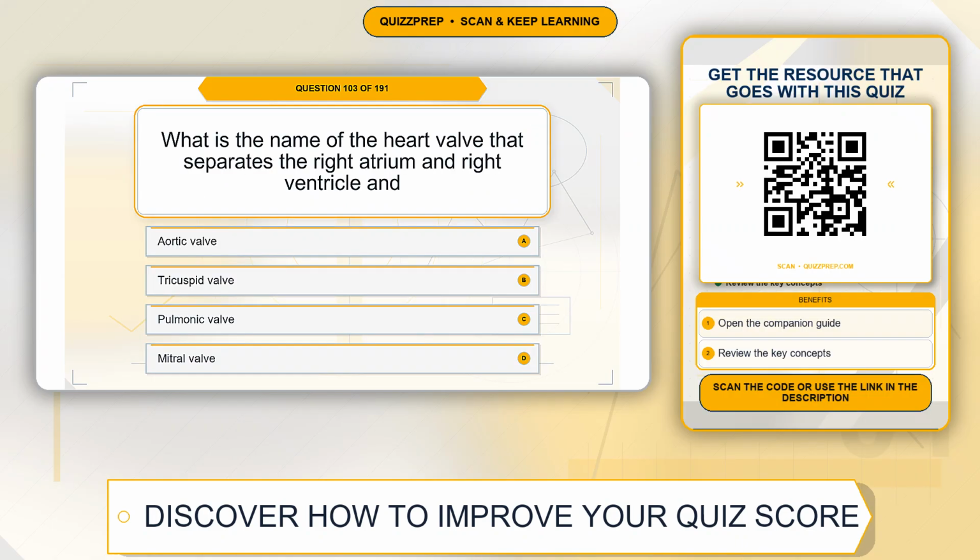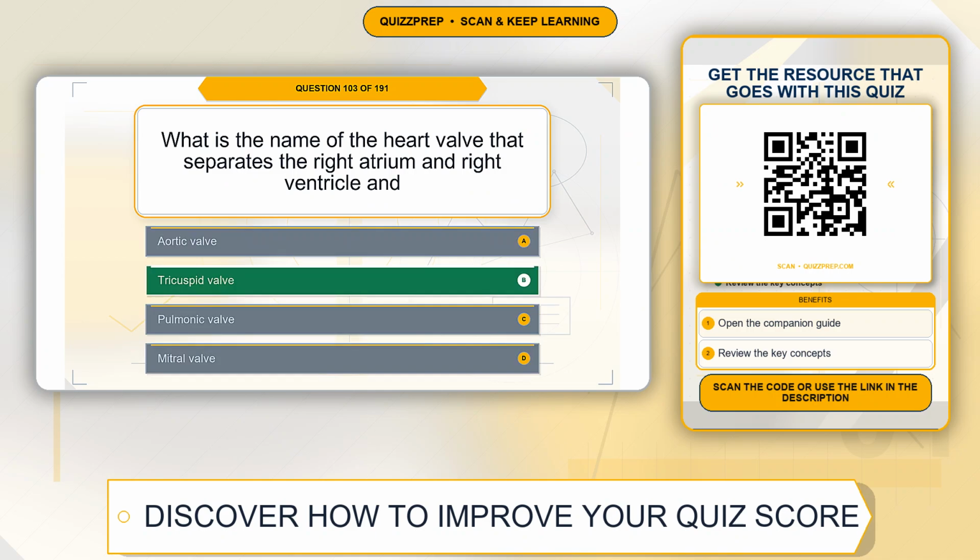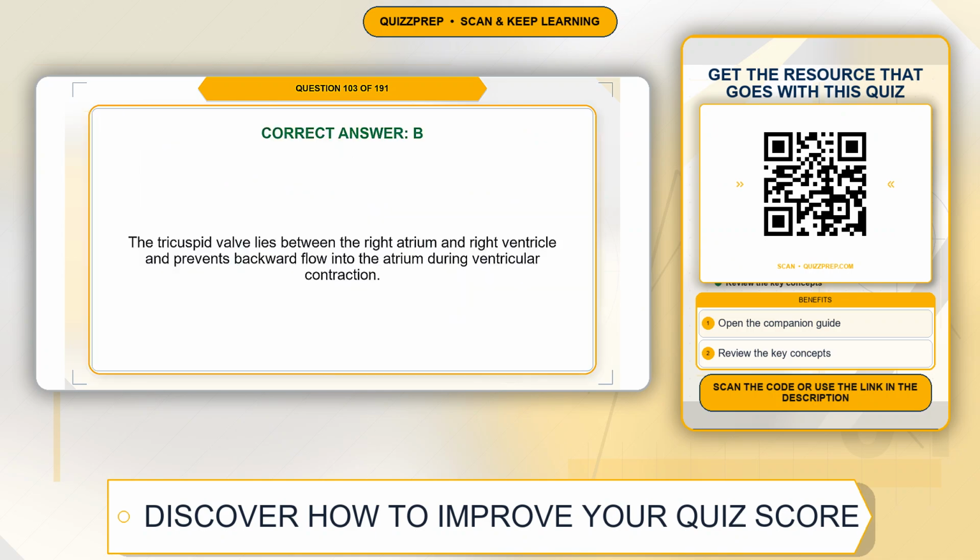Question 103. What is the name of the heart valve that separates the right atrium and right ventricle? Option A, aortic valve. Option B, tricuspid valve. Option C, pulmonic valve. Option D, mitral valve. The correct answer is option B, tricuspid valve. Explanation. The tricuspid valve lies between the right atrium and right ventricle and prevents backward flow into the atrium during ventricular contraction.